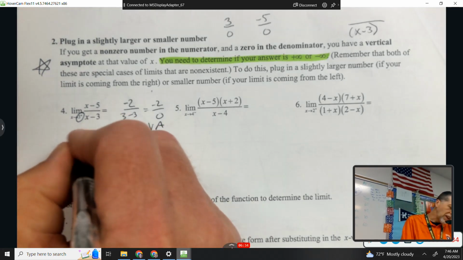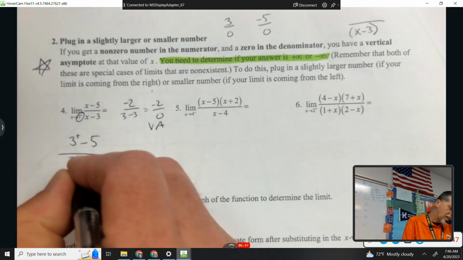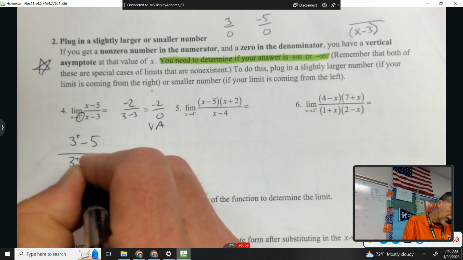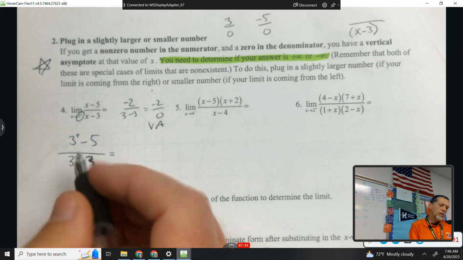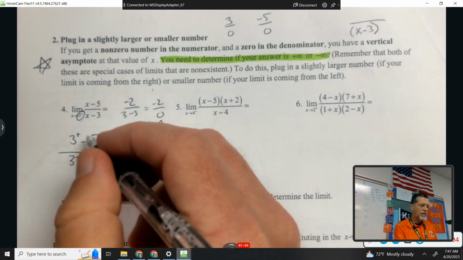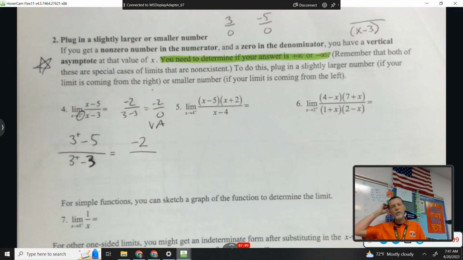So I'm going to plug in, well, what better to represent a little more than 3 than 3 plus? This is where things get a little weird. 3 plus means come from the right, but it also means a little more than 3. Oops, 3 minus 3. Our main concern on these is the zeros. So 3 plus minus 5, that's negative 2, and it doesn't really matter if it's a little more than negative 2 or a little less. That only matters for the zeros.